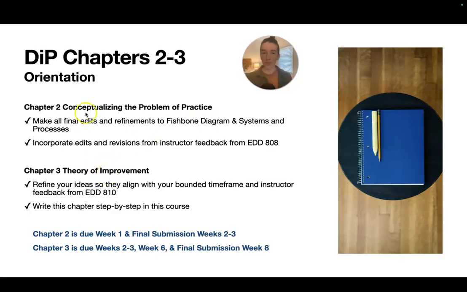So great news. Chapter 2, Conceptualizing the Problem of Practice, should sound familiar. You wrote this chapter back in EDD 808. That was your year one signature assignment, the final benchmark for year one. So you have your Chapter 2. The goal now, a whole year later, is to make all of your final edits and refinements to your Chapter 2, primarily your fishbone diagram and your systems and processes sections.